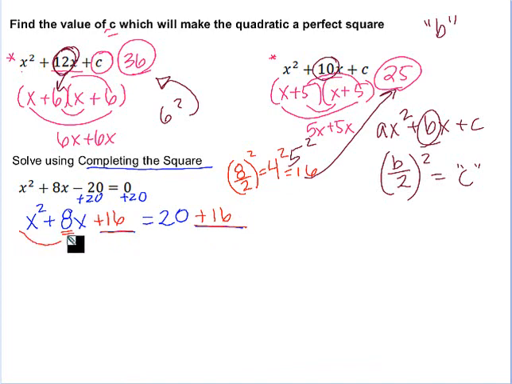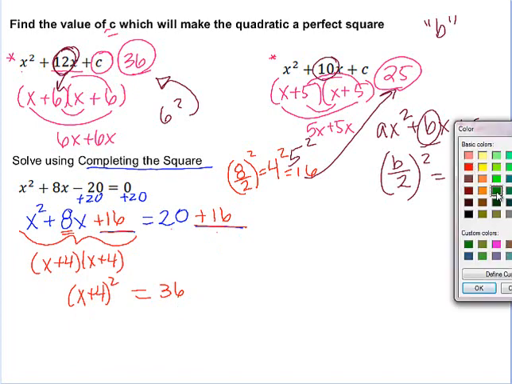Now, I added 16 to make this factorable to a perfect square. It factors to x plus 4 times x plus 4. Or we can just write it as x plus 4 squared. This is equal to 20 plus 16 is 36.